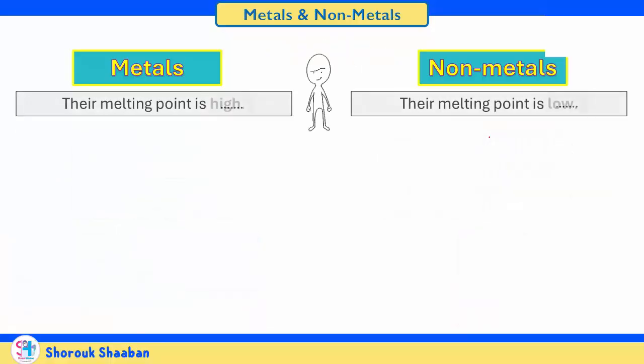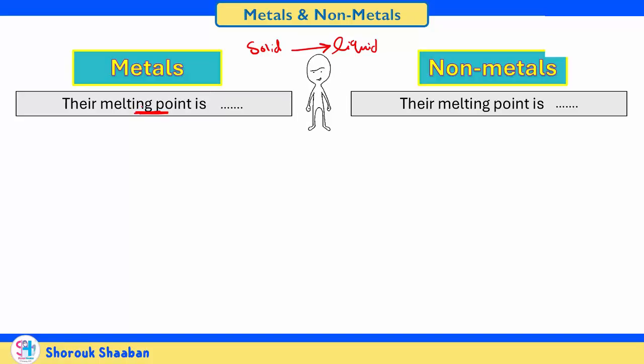Point number 4, about melting point. What is meant by melting point? Melting point means the temperature at which solid matter turns into liquid. Solid turns into liquid. So metals, do they have a high melting point or a low melting point?